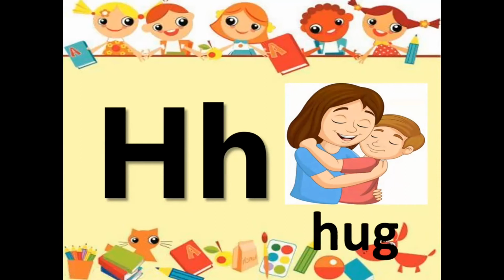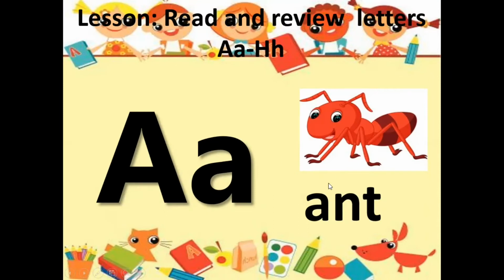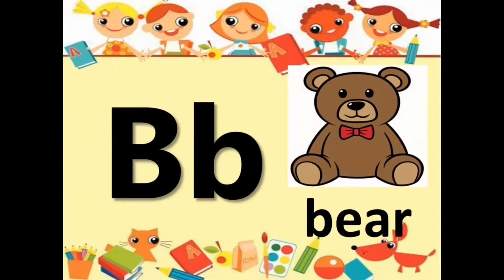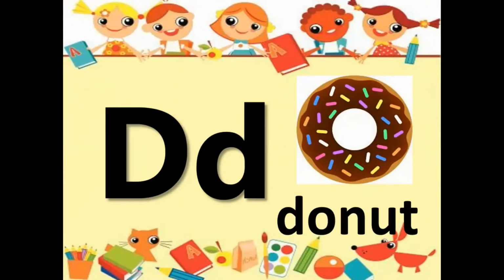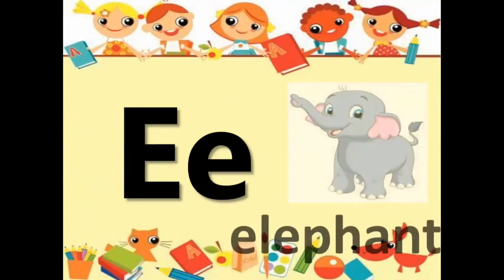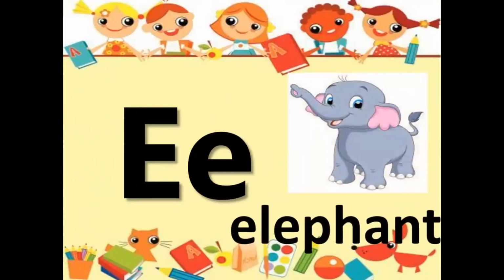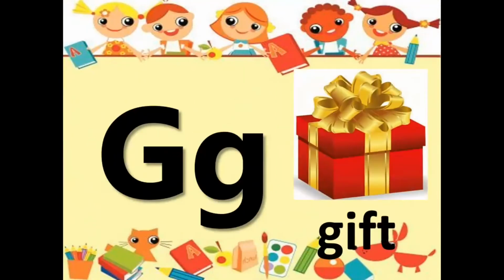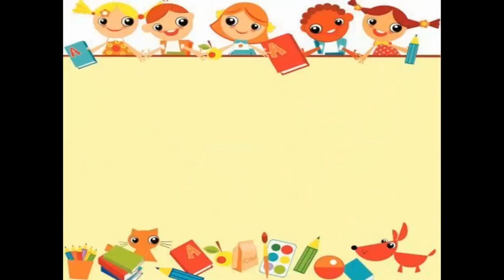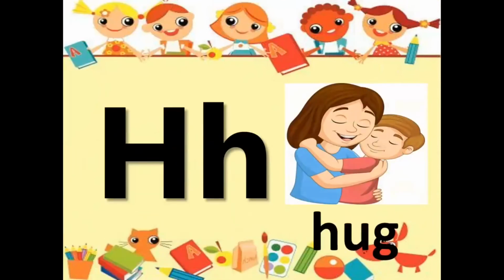But before we move on to our next activity, let's recap all the letters that we have reviewed today. Are you ready? Now let's do our picture reading again. A is for ant. B is for bear. C is for clouds. D is for donut. Yum. E is for elephant. F is for frog. G is for gift. The last one is H is for hug.